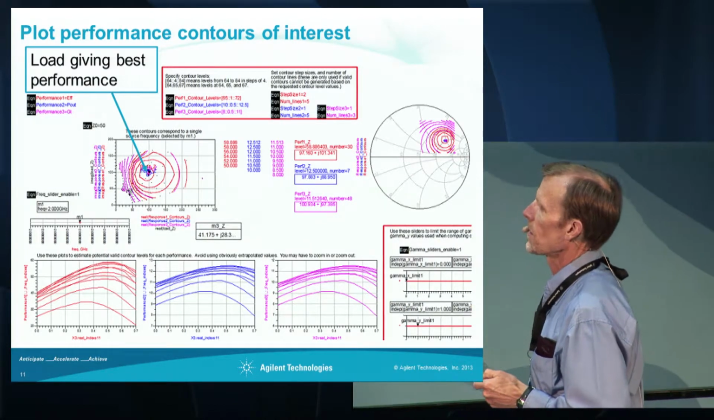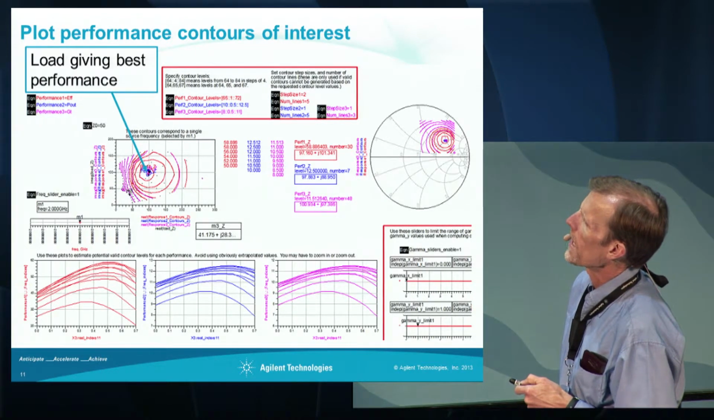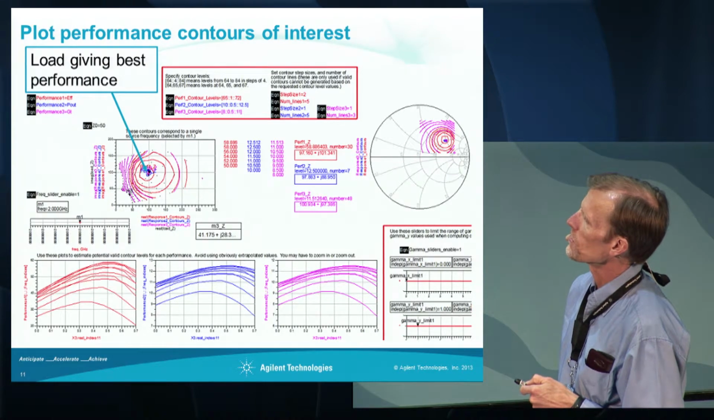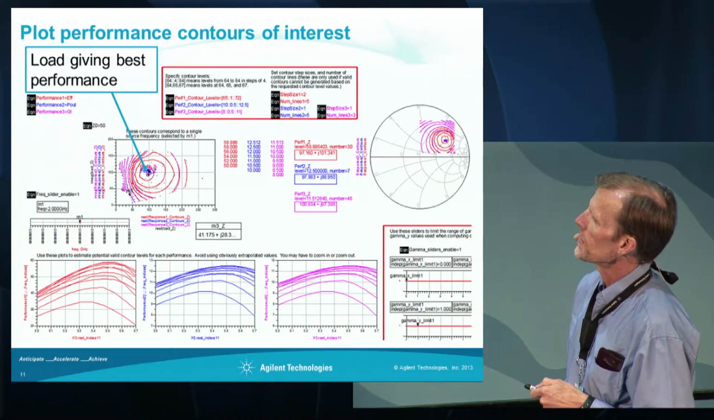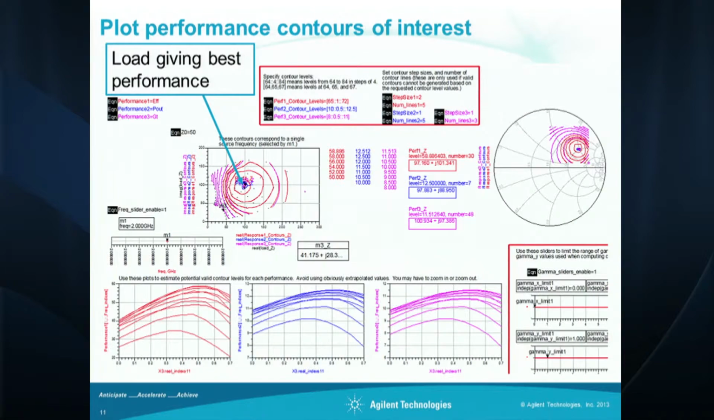This shows the contours from a simulation, and in red we have the efficiency, blue is the power out, and purple is the transducer power gain. This shows the contours for those three on a rectangular impedance chart, and the same data on a Smith chart.